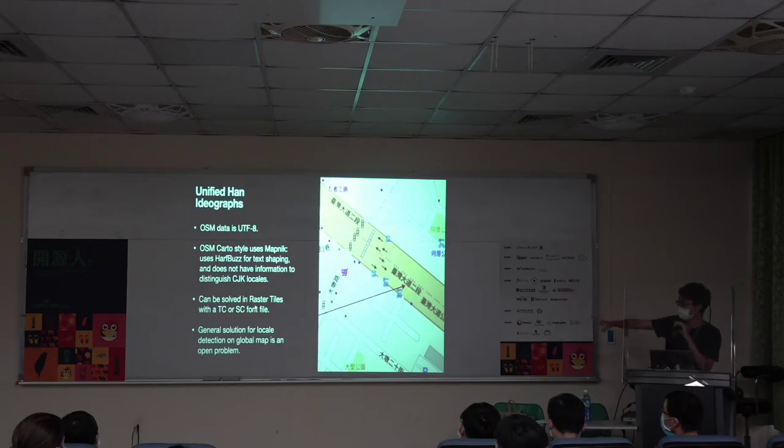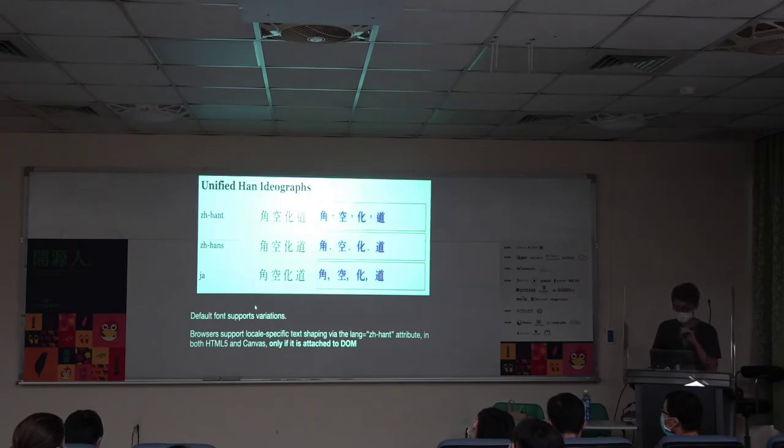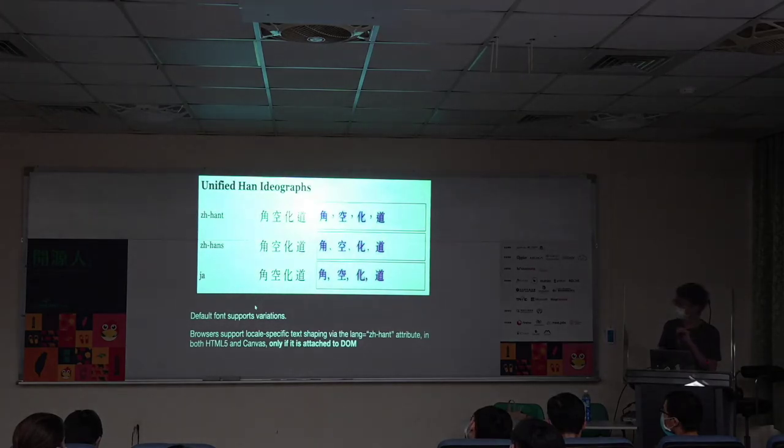And because OSM Carto uses Mapnik, which uses HarfBuzz for text shaping, it can support this if it has data about the locale you're using. But as is, it will just default everything to simplified Chinese versions. This can be solved in raster tiles with a font that is specific to either traditional or simplified Chinese. In vector tiles, it's a little bit better. So you can see here some common characters in place names, and you can see how they vary very slightly.